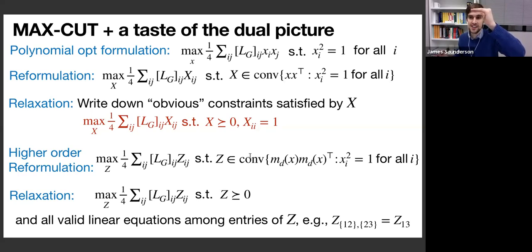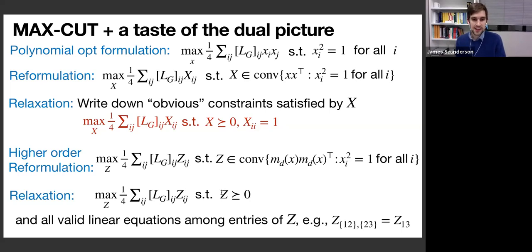Another way to phrase it is that these are all the moments of probability measures that are supported on the constraint set of binary vectors. Okay, that's the moments language. So what I'm going to do is try to write down all the obvious constraints I can on this bigger object, and then just use the top corner of this object in my objective function, because that corresponds to the xi times xj terms.